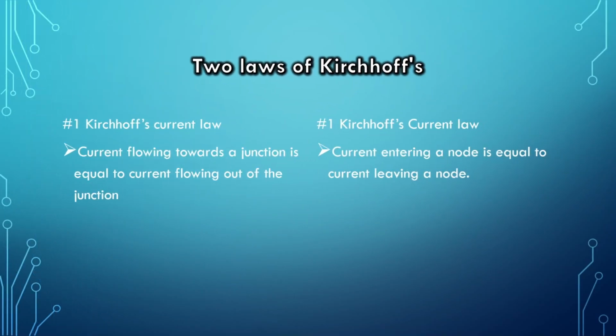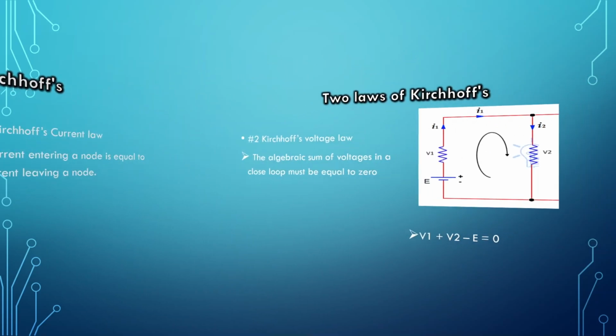Kirchhoff's current law, which states that current flowing towards a junction is equal to current leaving a junction. Or sometimes they usually say current entering the node is equal to current leaving a node. We're going to explain this on the later stage.